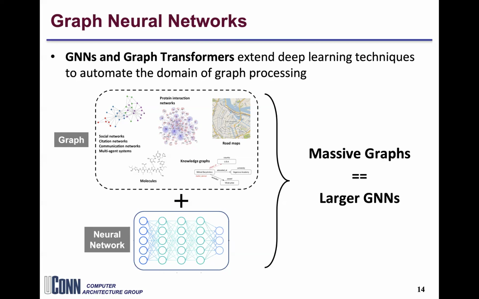They started building neural network models and integrating them in those graphs so they can solve these problems without really having to theoretically come up with a bounded algorithm. This led to massive graphs, and these led to larger and larger GNN models, graph neural network models.